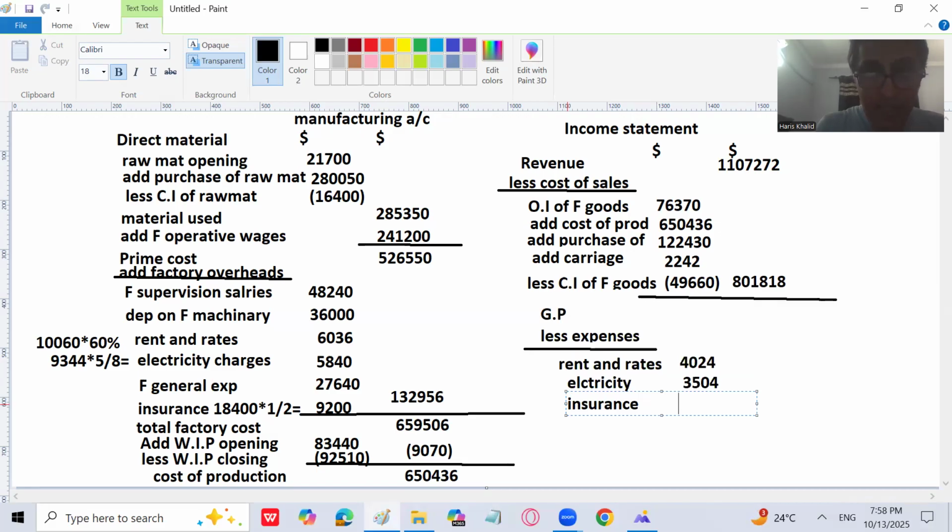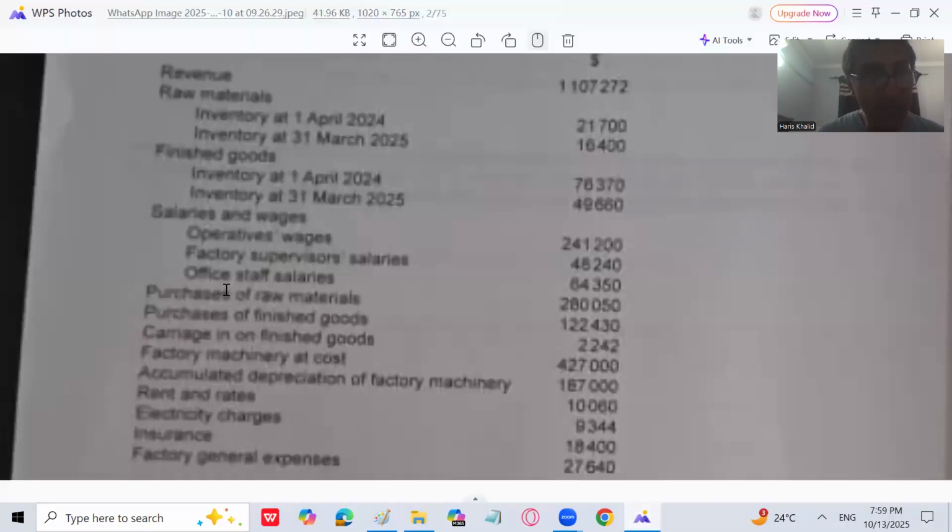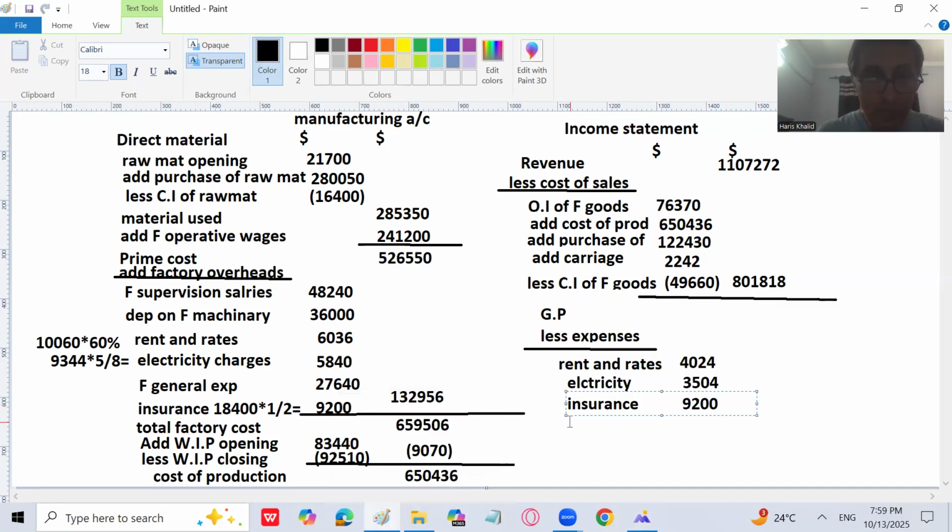So it's quite simple. It will go to 9,200. It might be possible that there is depreciation on office equipment also, we'll check, but there are salaries of office staff. Here, office staff salaries, 64350. So that will also come over here. I will write here, office staff salaries, 64350.